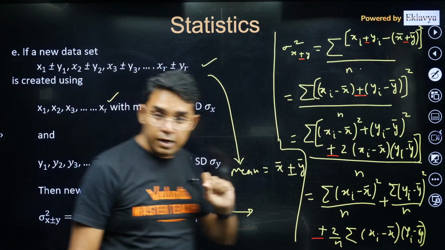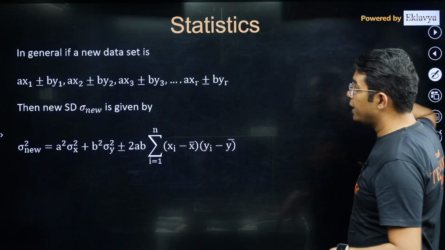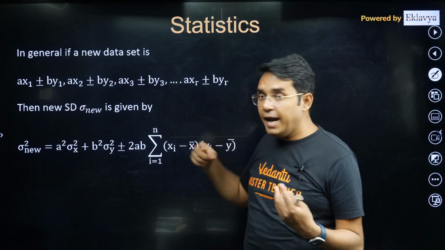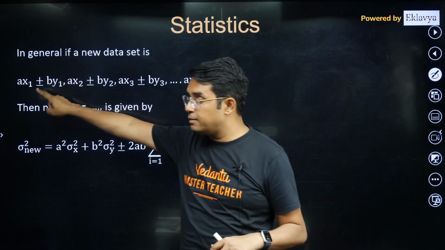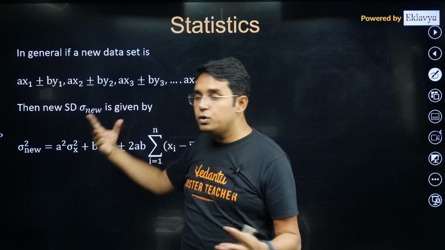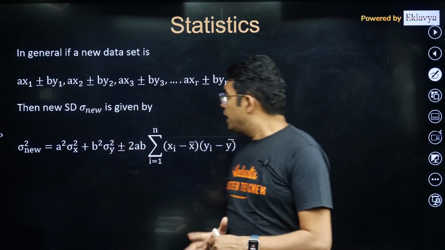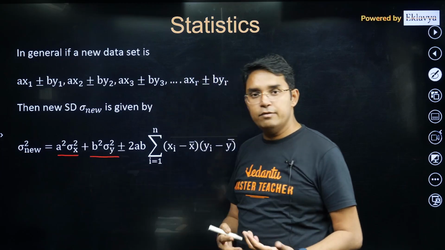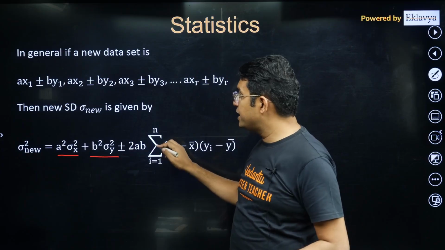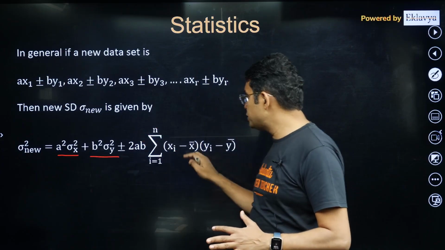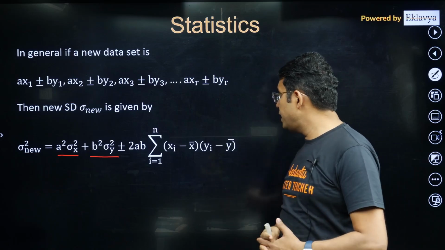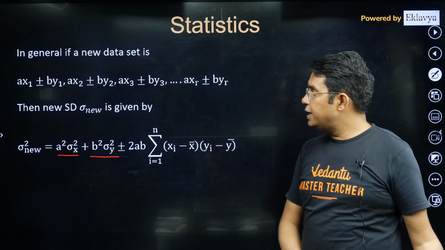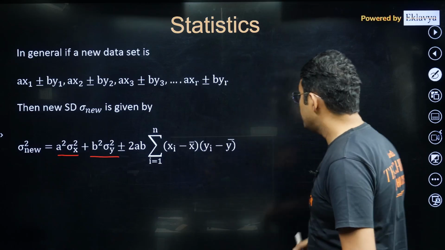In fact, I have made one more general scenario. Suppose you are not only changing the data by adding or subtraction, rather you are multiplying by some number a to one data set, b to another data set, and then plus minus. In this case, it is just a square times sigma x square plus b square sigma y square plus minus 2ab outside and summation xi minus x bar yi minus y bar, and that's it. Okay, this also can be derived from there itself, not difficult at all.